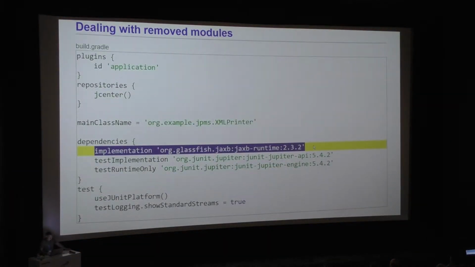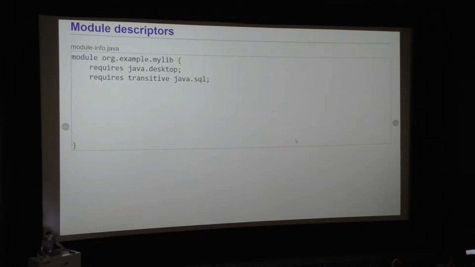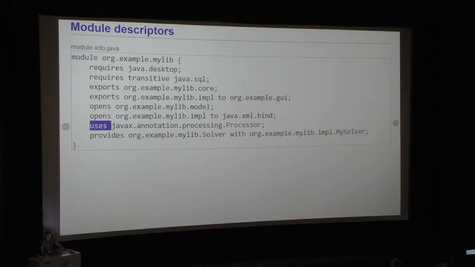But we want to modularize our code. And to do this, we need to add a module descriptor to our application. A module descriptor contains metadata, such as the module name, the module dependencies, the packages exposed by our module, and so on. We put all this information in a file named module-info.java, which gets compiled to module-info.class, and this is our module descriptor. So, module-info.java contains information about the module dependencies, normal or transitive dependencies, about the packages exposed by our module to other modules, about the packages opened for deep reflection to other modules, the services used by our module, and the services provided by our module, and the implementing class.